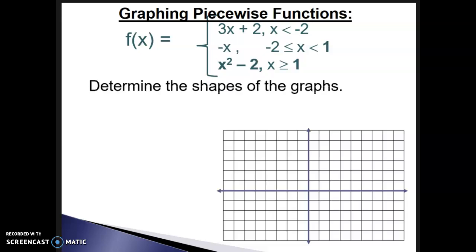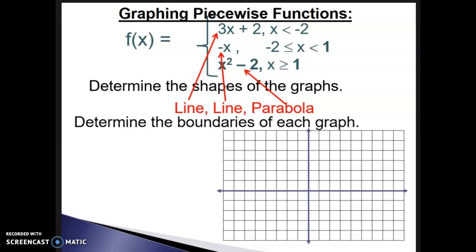So let's determine our shapes. We have a line and a parabola. So the first two are the lines, the bottom one is the parabola. Now let's look at the boundaries. Well, we have boundaries at -2 and +1. So let's put dotted lines on those values.